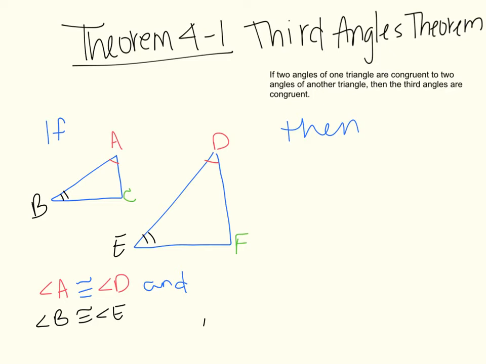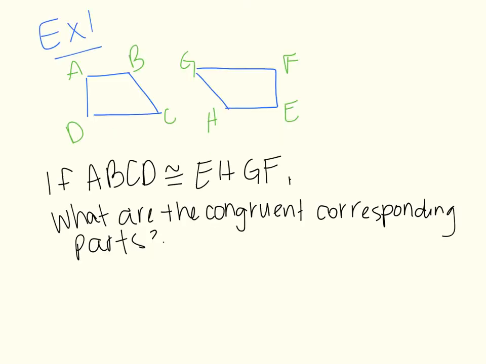Basically what this theorem says is that if A is congruent to D and B is congruent to E, then we can conclude that angle C is going to be congruent to angle F. You'll need to make sure you remember that. That's a theorem that you just need to have memorized because you'll need to use it for other problems in the future. Now we're going to do some example problems. So I'm going to go ahead and change to a new page.